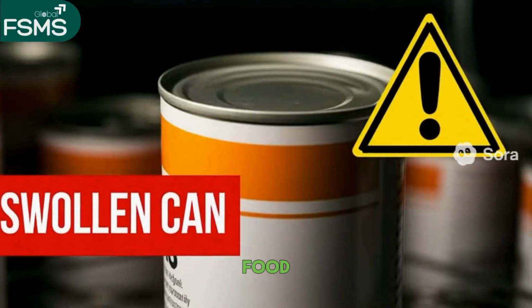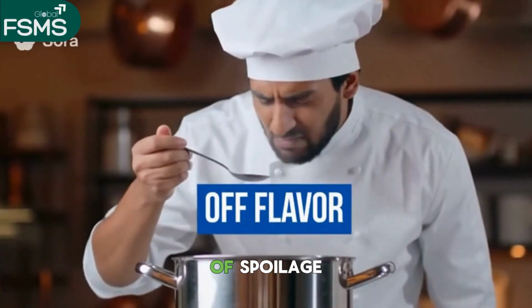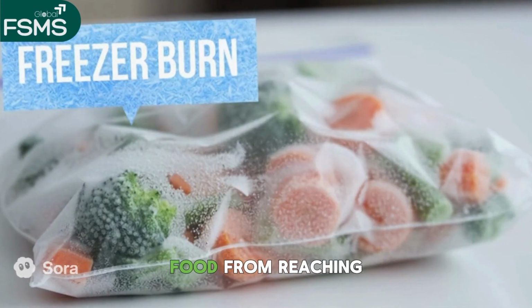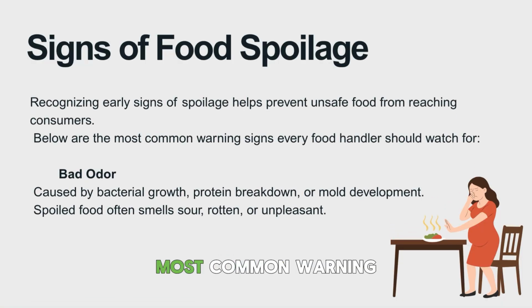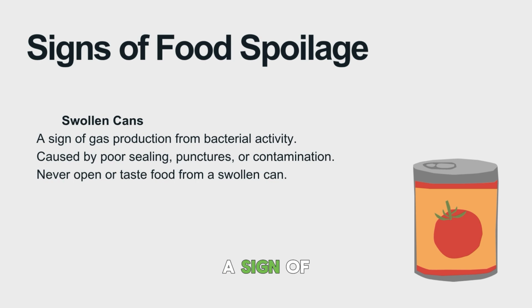Signs of spoiled food. Recognizing early signs of spoilage helps prevent unsafe food from reaching consumers. Below are the most common warning signs every food handler should watch out for. Number 1, bad odor. Caused by bacterial growth, protein breakdown, or mold development. Spoiled food often smells sour, rotten, or unpleasant. Swollen cans, a sign of gas production from bacterial activity, caused by poor sealing, punctures, or contamination. Never open or taste food from a swollen can.